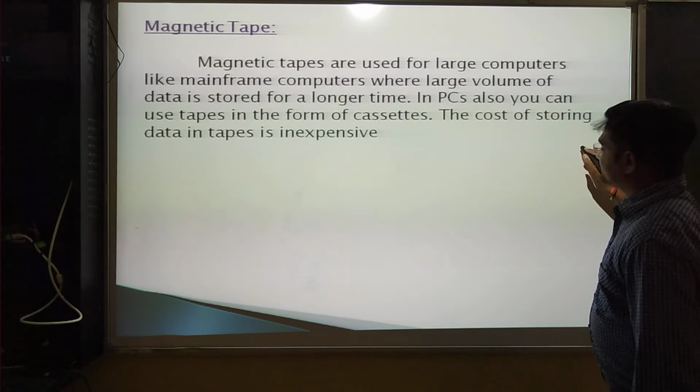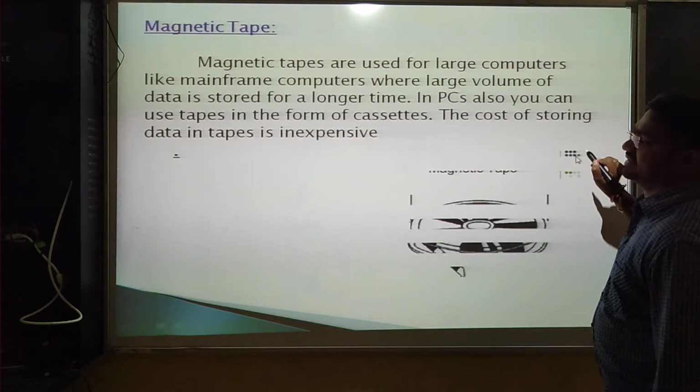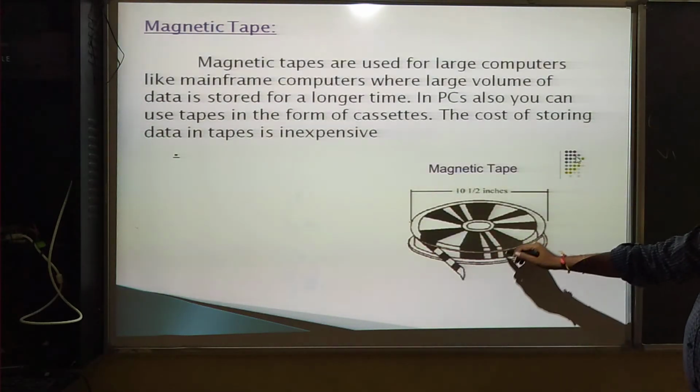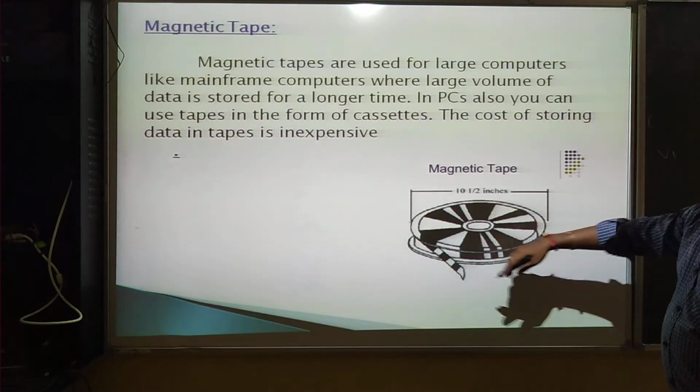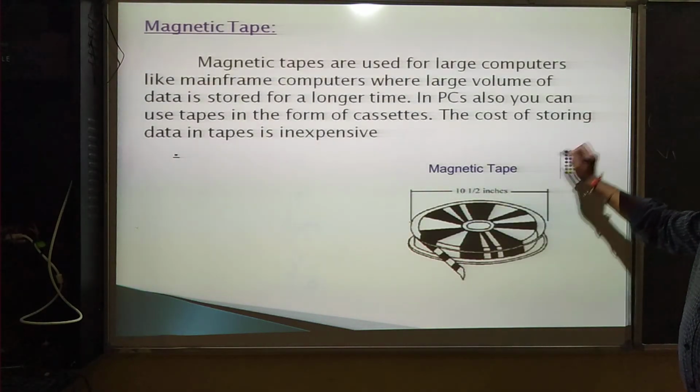Here is a picture of the magnetic tape. It has some tape reels. So this is the magnetic tape.